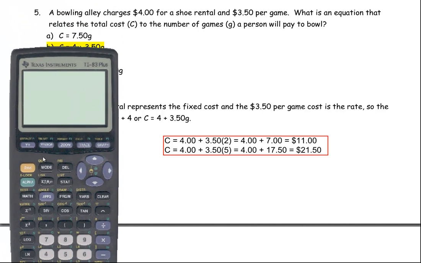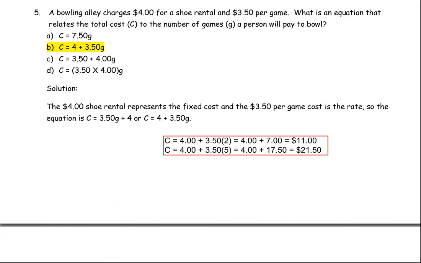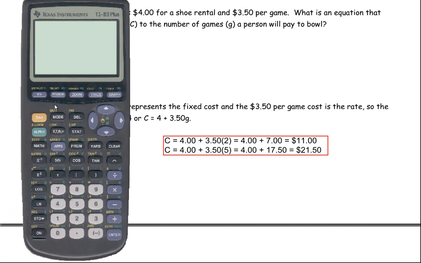Now I just put on the page here a couple of calculations just to demonstrate why that is the correct equation. So for example, let's say a person was going to bowl 2 games. We would take the $4 and add to it $3.50 for each of the games. So this would be the actual calculation. We would go 4 plus 3.5 times 2. So you're paying $3.50 for each of the 2 games. And that's how much the person would pay. They would pay $11.